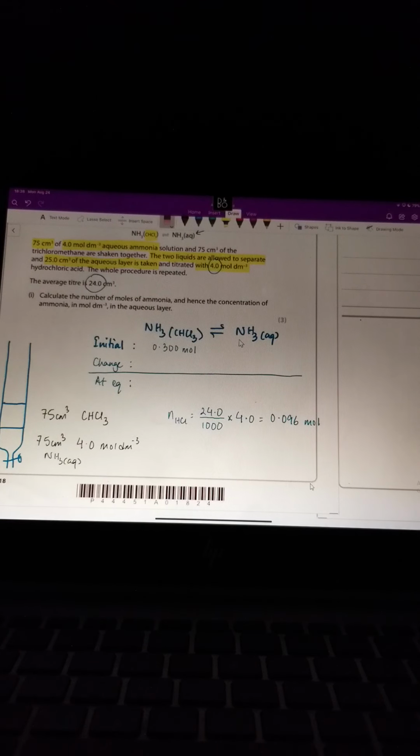Now note, they want concentration from me, but here I'm calculating moles. So if this is my number of moles of HCl, this is my number of moles of ammonia in the 25 cm cube sample. Everyone understand? Okay. So my concentration of ammonia at equilibrium, because these were equilibrium numbers, is C equal to n by v. So number of moles is 0.096 divided by 25 divided by 1000, which becomes multiplied by 1000. Did everyone get it right?